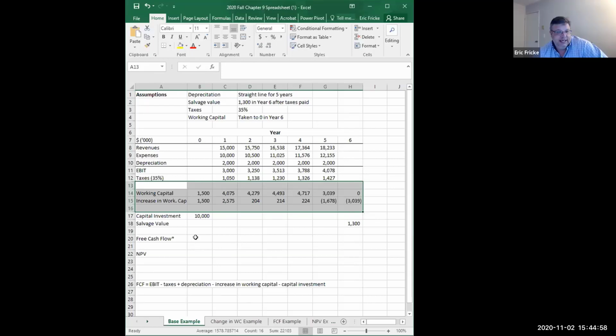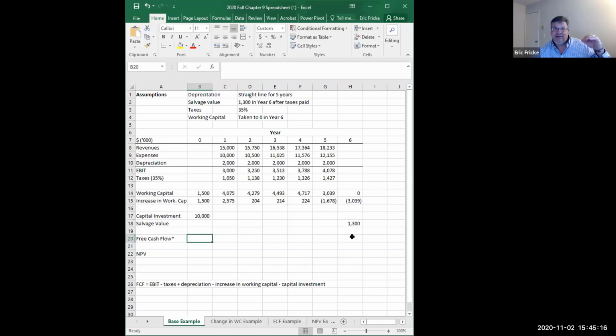All right, let's go ahead and calculate free cash flow. The way I'd like to do this is we're going to create one formula in year 0, and then just drag and drop that formula all the way across through year 6. That means I want to take into account in my formula every single cash flow I have from every year. The nice thing is it'll be really easy to drag and copy the formula across from year 0 to year 6, so I only have to do it once.